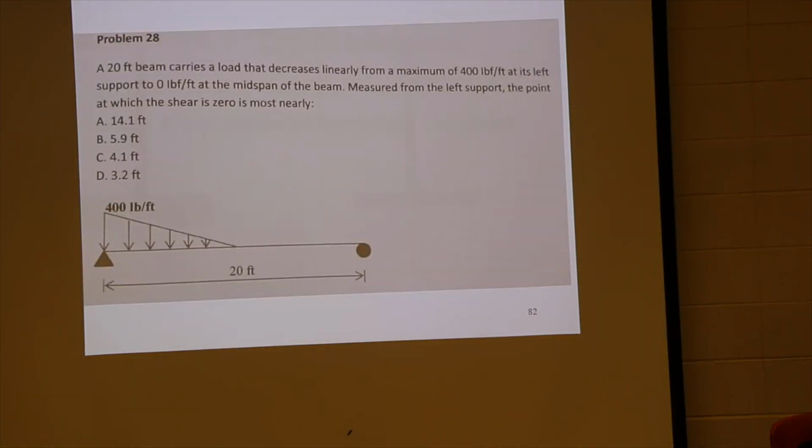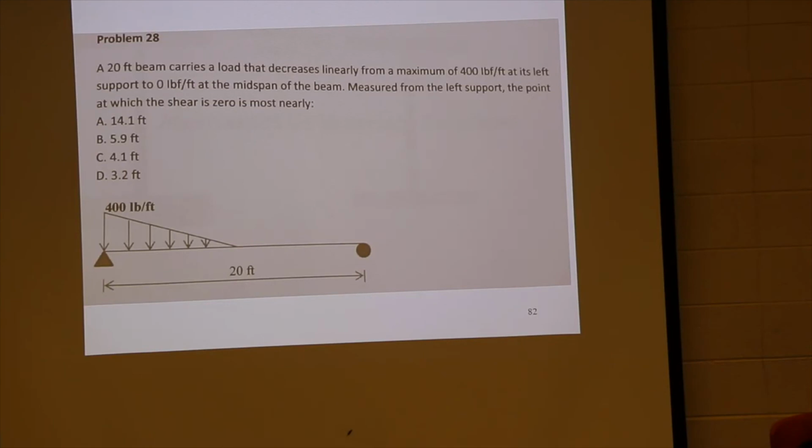Another one. A 20 feet beam carries a load that increases linearly from a maximum of 400 pound-feet at left to 0 pound-feet at the midspan of the beam. Measured from the left support, the point at which the shear is 0 is most nearly what? What do you need to do here? This load is 200 to 400 multiplied by 10 multiplied by half, concentrated at one third of this, which is at 3.33 here. You can calculate the reactions.